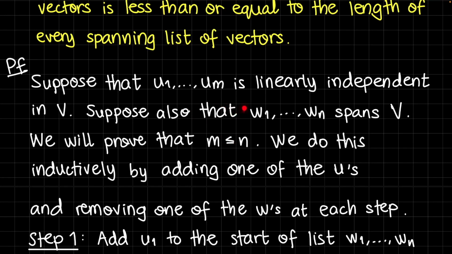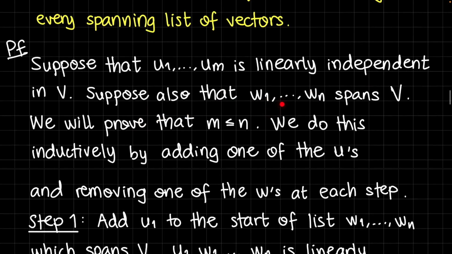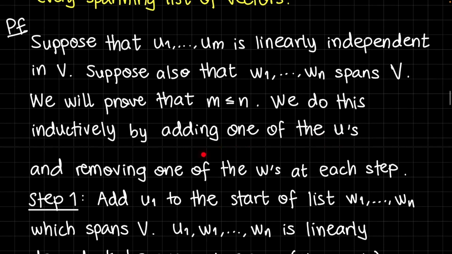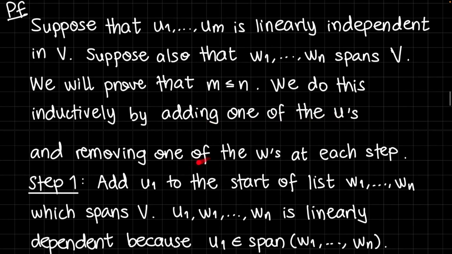Suppose u1 through um is a linearly independent list in V. Suppose also that w1 through wn spans V. Notice m and n are different because we have to prove that m is less than or equal to n, that the size of the linearly independent list is less than or equal to the size of the spanning list. We will be using induction. We'll be doing this inductively through a process which involves a bunch of steps, where we'll be adding one of the u's each time while removing one of the w's at each step.